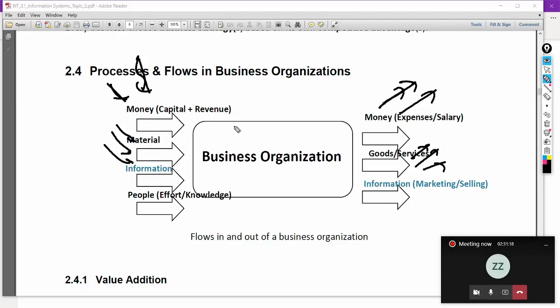So then there's information flow, right? We have to get some information about our market, right? So, information from the government, like the policies, etc. So we have to absorb that.